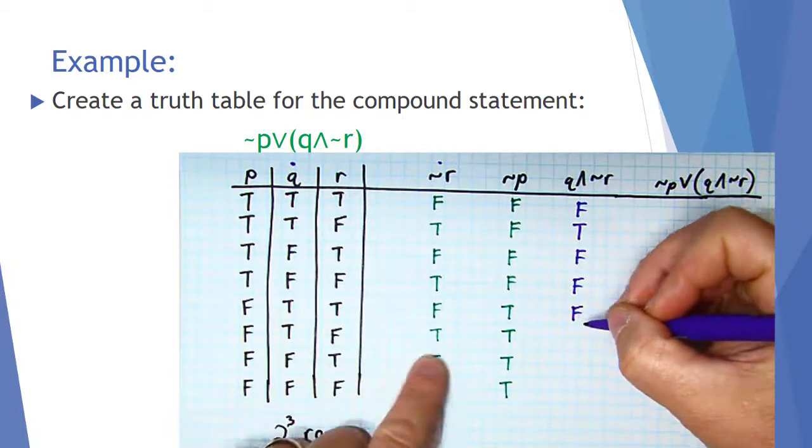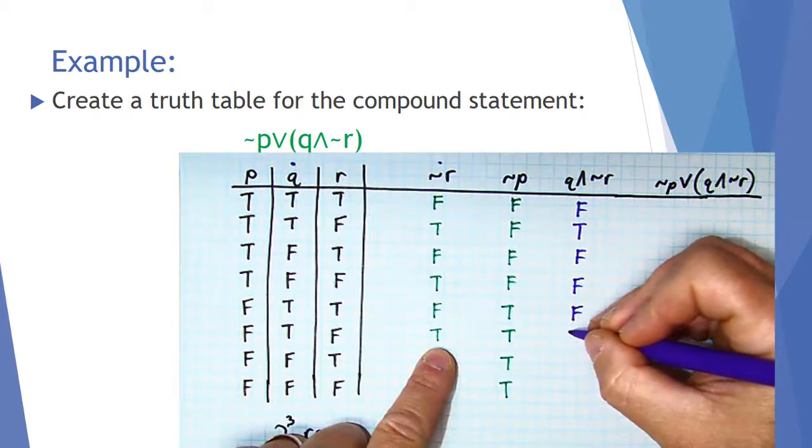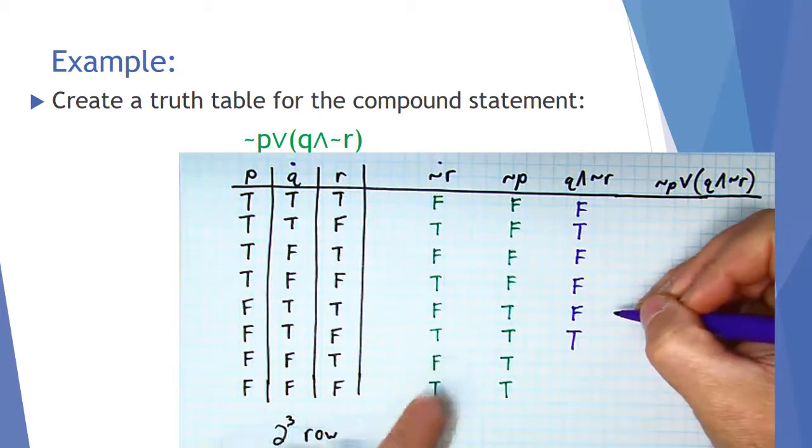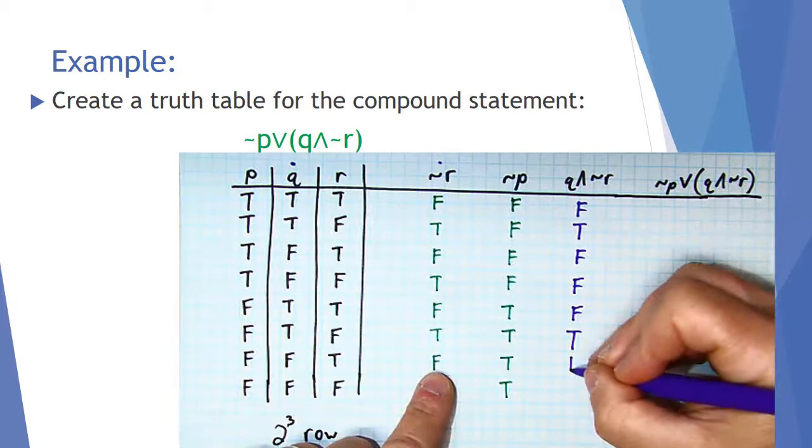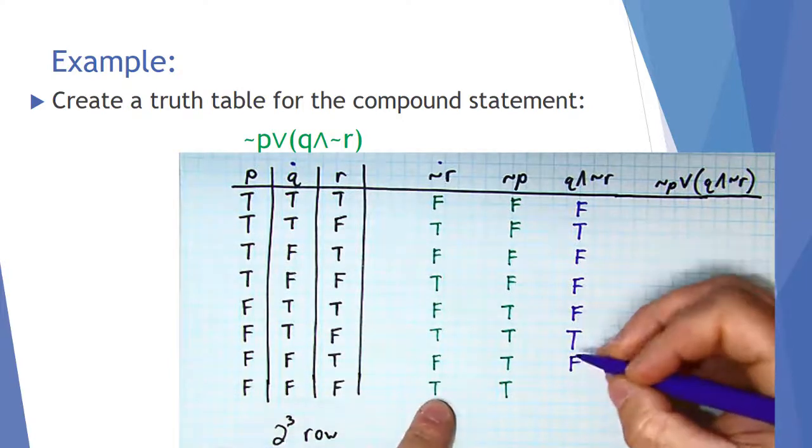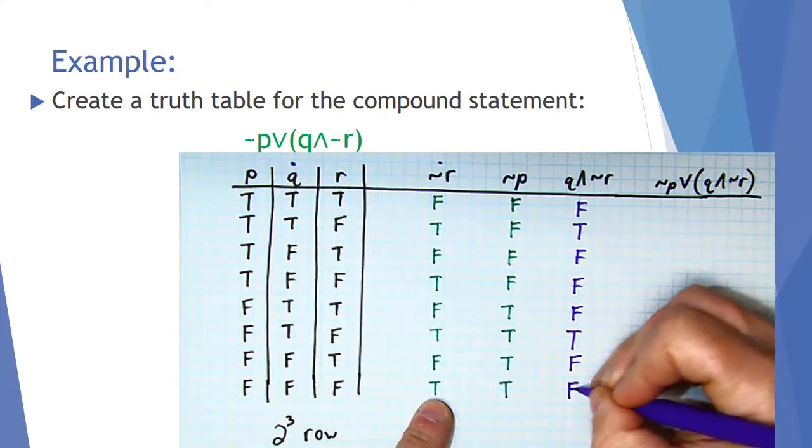Row 6, we have true and true. That satisfies the and statement. They are both true. False, false, that's false. And false, true, no, we don't have them both, so that's false.